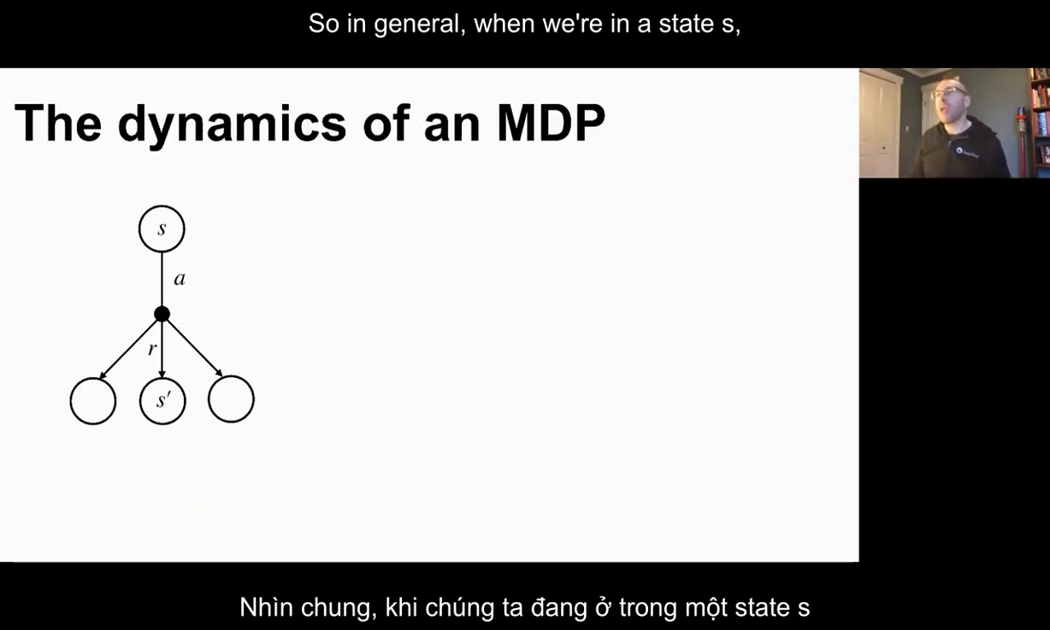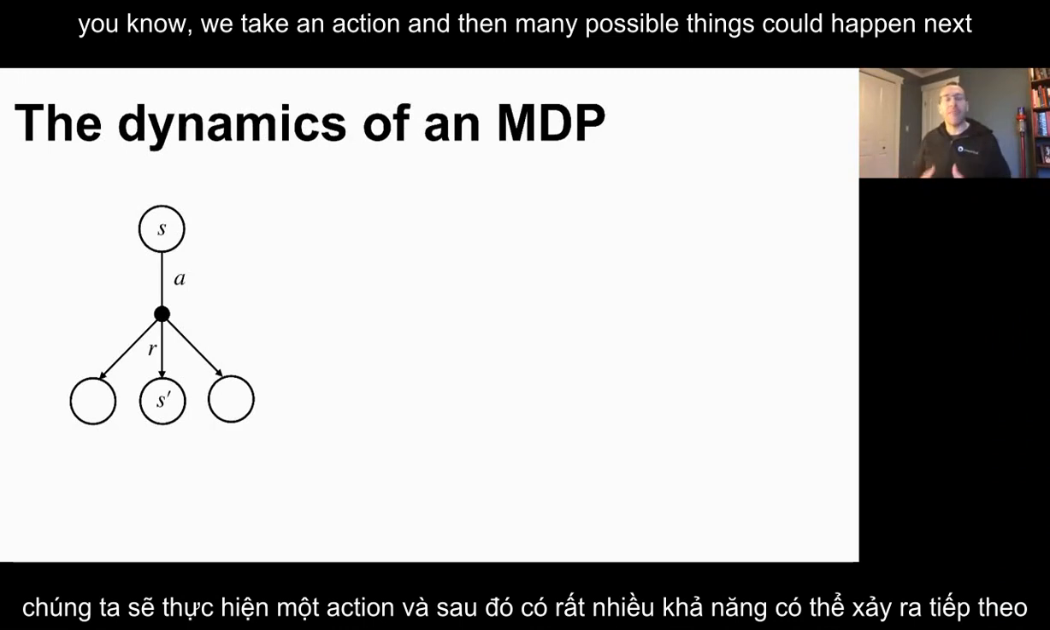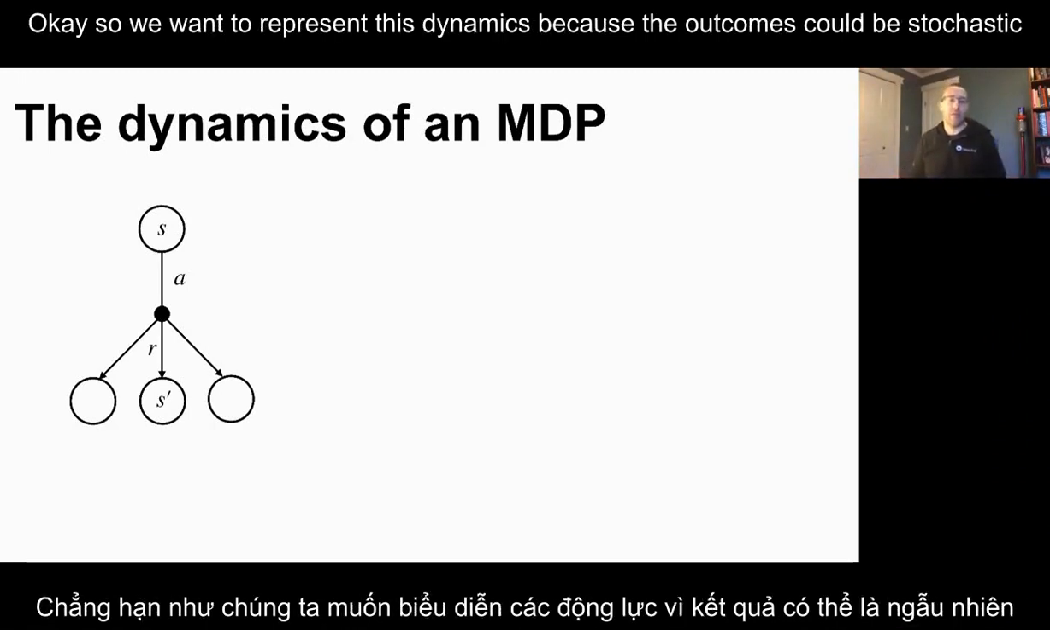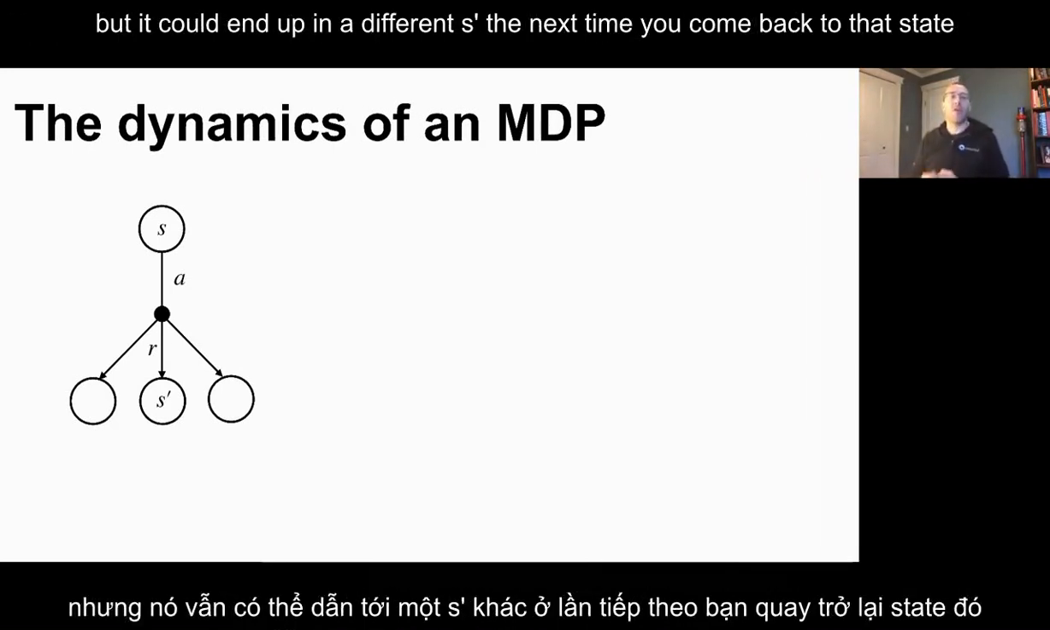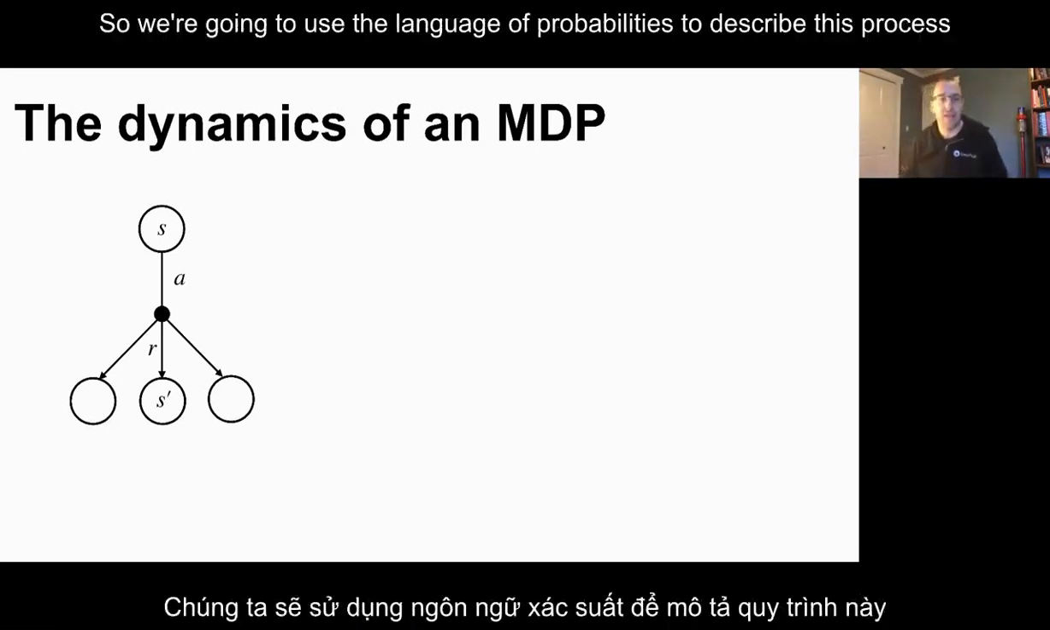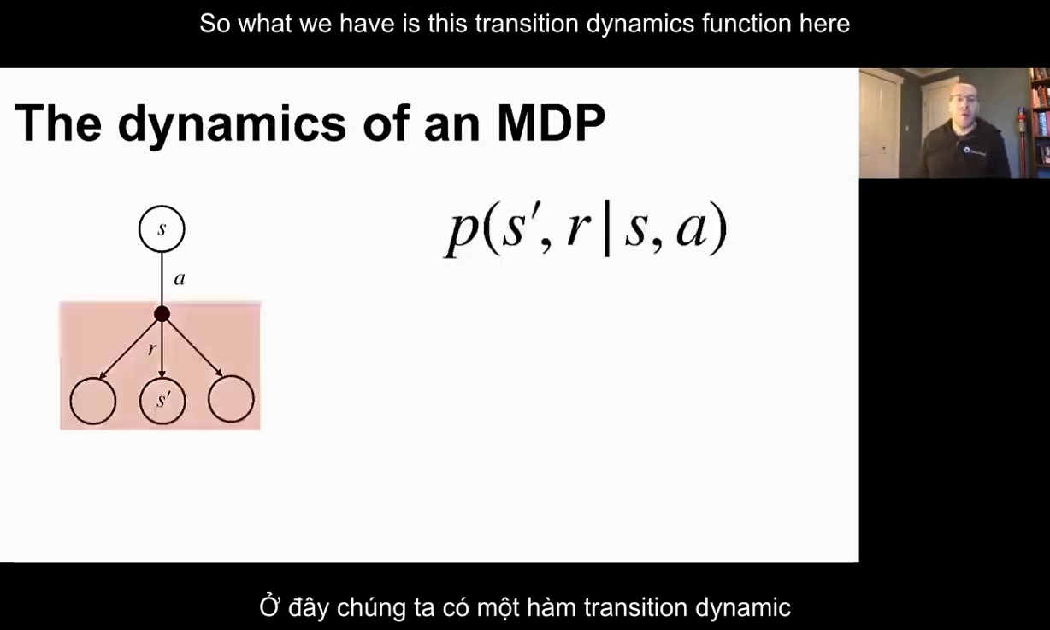So in general, when we're in a state S, we take an action and then many possible things could happen next. Okay, so we want to represent this dynamics because the outcomes could be stochastic. You could be in state S, the agent takes an action, and it could end up in state S prime this time, but it could end up in a different S prime the next time you come back to that state. So it's stochastic. So we're going to use the language of probabilities to describe this process. So what we have is this transition dynamics function here.